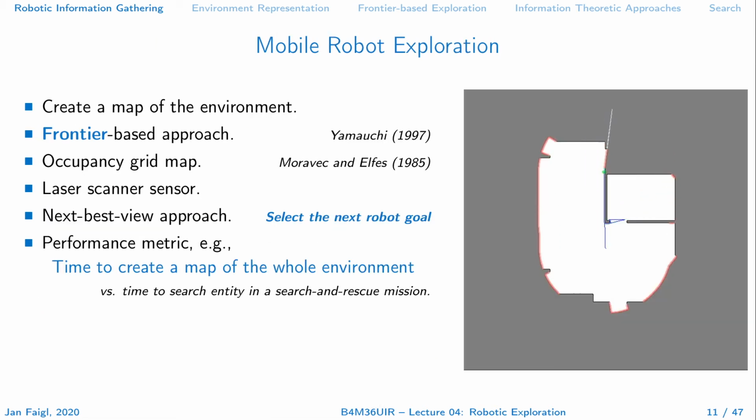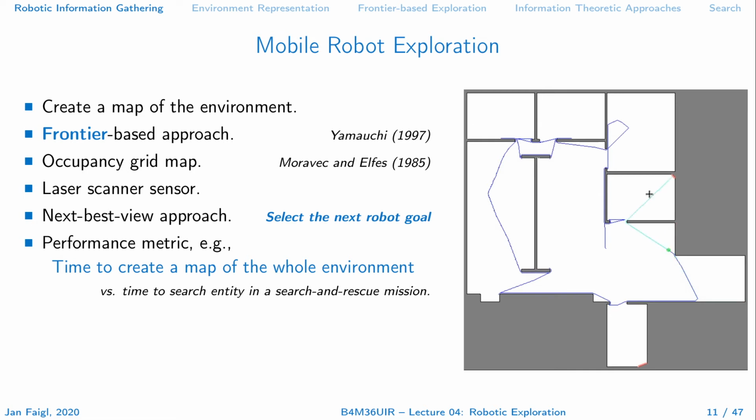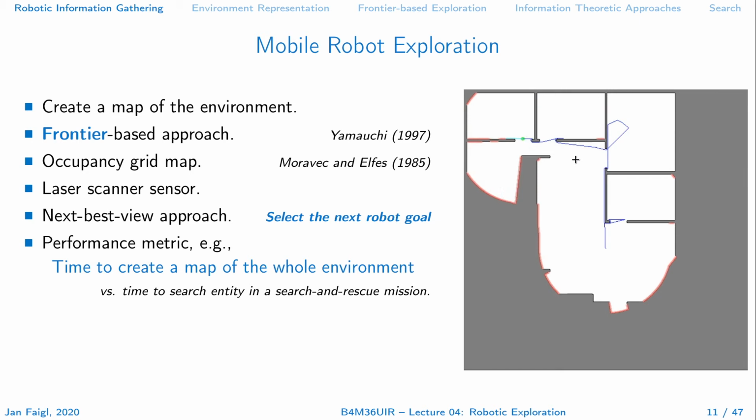Mobile robot exploration, as a problem of creating a map of the environment, can be addressed in robotics by a fundamental approach, which is the frontier-based approach, and you can see the frontiers here. They are the red cells, and basically the idea is that we can explore the environment once the robot is navigated to these frontiers, which are the boundary between the known white space and the unknown gray space.